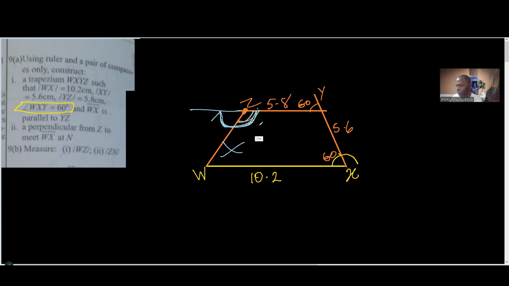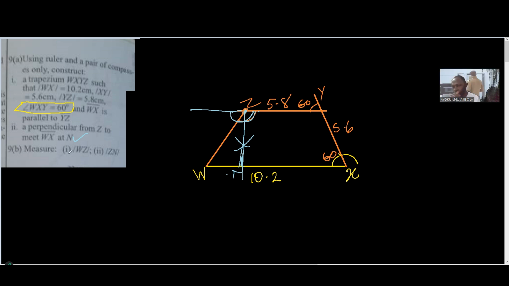Oh, not on that spot, not here. This Z will be the center. So it's going to be something like this. From here, I'll bisect the 180, then I get this perpendicular. It's going to meet the WX at N. So this place is going to be N.